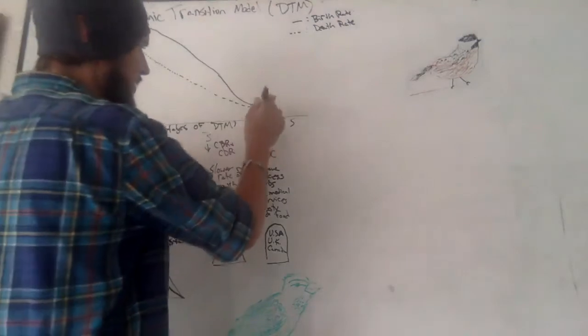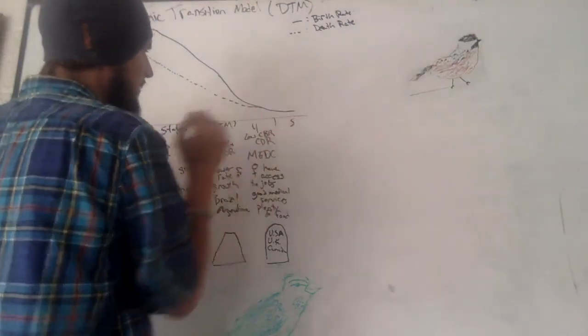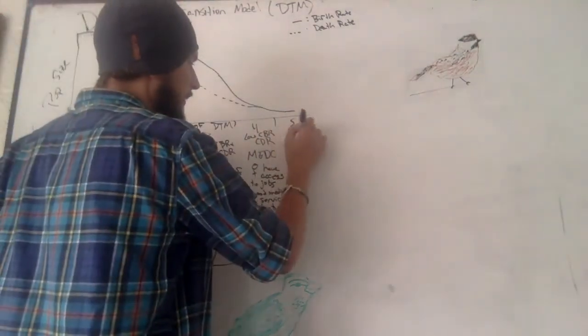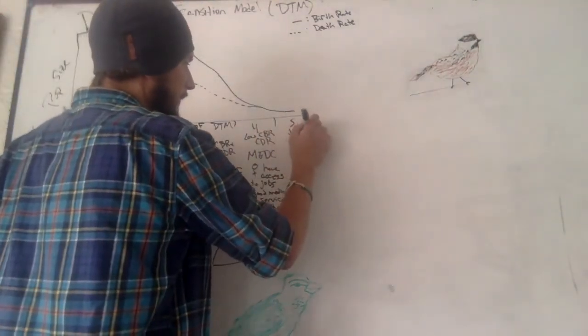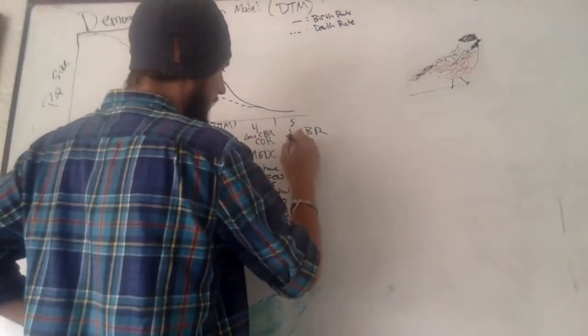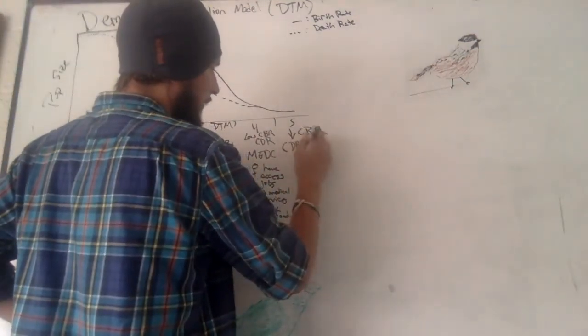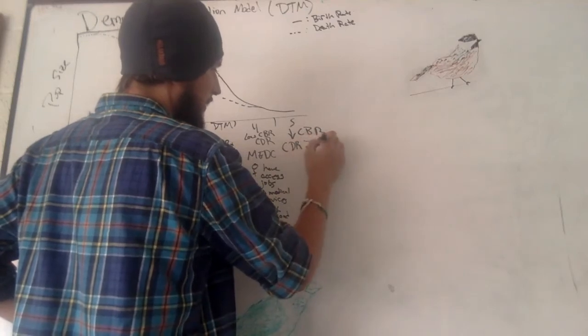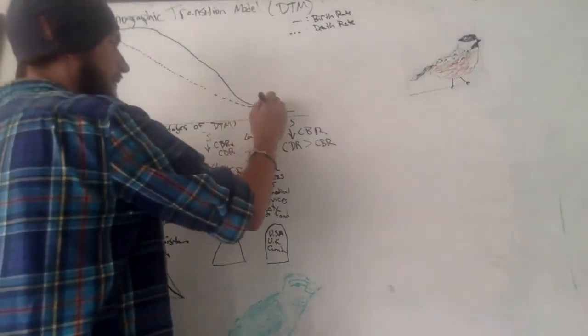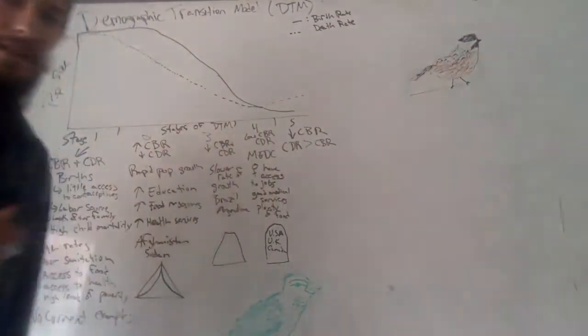But that brings us to stage 5. So in stage 5, we still have really low birth rates, maybe even lower birth rates than in stage 4. But then the death rates are higher. CDR is going to be greater than CBR. So we're going to have a slightly higher death rate than birth rate.